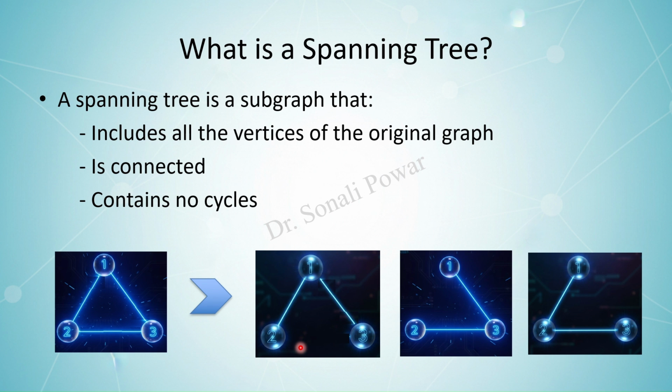So in simple words, I will say that a spanning tree connects all the vertices together with the minimum number of edges. So if you think of cities connected by roads, a spanning tree is the simplest way to connect all the cities without forming any loops. Remember, a spanning tree is only possible for a connected and undirected graph.